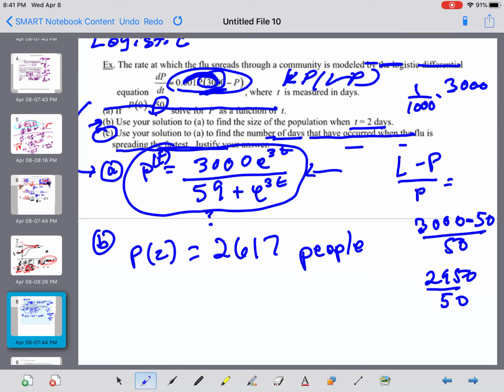Use your solution to find the number of days that have occurred when the flu is spreading the fastest. All right, so how can I use our little tricks here to find out when? We could definitely see it was spreading the fastest somewhere in there. But I already know my limiting factor is 3,000. And so I know on the C part, it is spreading the fastest when the population at some time is equal to half the limiting factor, which is 1,500.